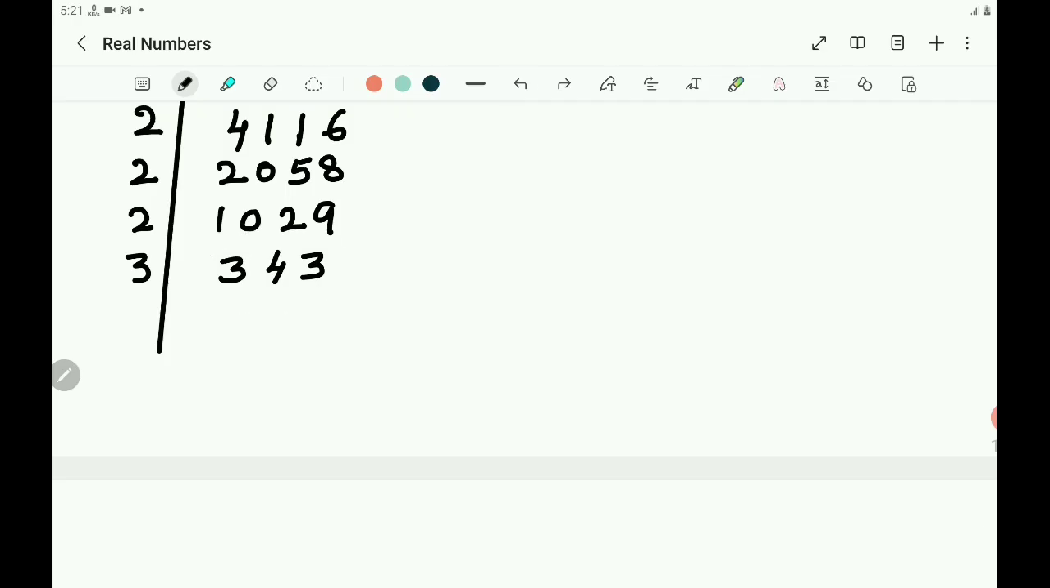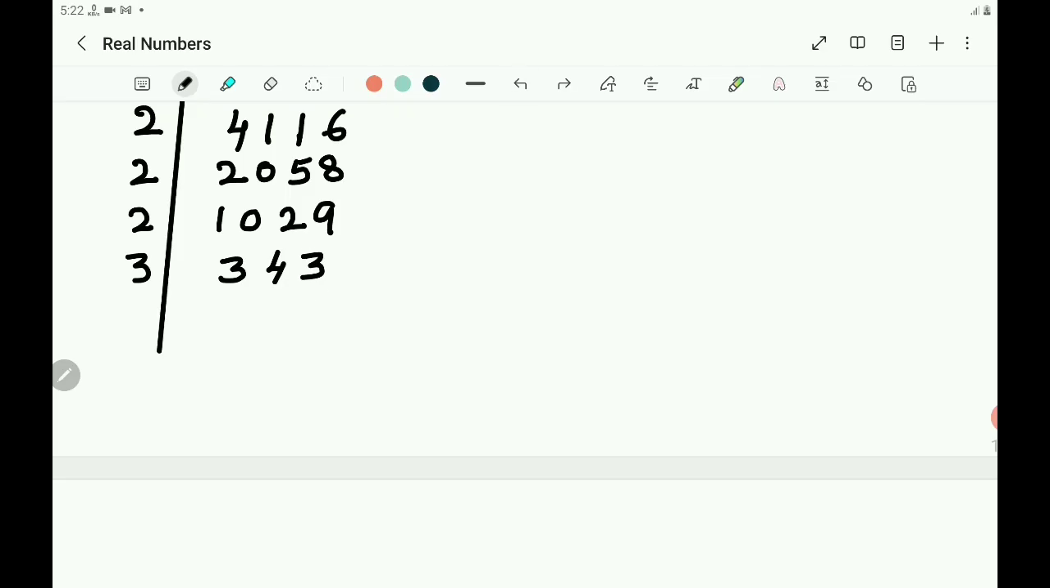343. Check whether again it is divisible by 3 or not. Add the digits. 3 plus 4 plus 3, that is 3 plus 4 is 7, 7 plus 3 is 10. 10 you got. 10 is not divisible by 3, therefore 343 is also not divisible by 3. Then you try it by 5. 5 is not a factor of 343. 343 is not divisible by 5 because the unit digit is 3. To divide by 5, the unit digit must be 0 or 5. Here 3 is there, so it is not divisible by 5.